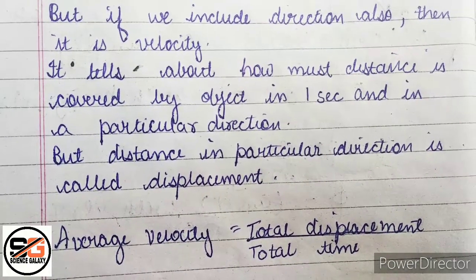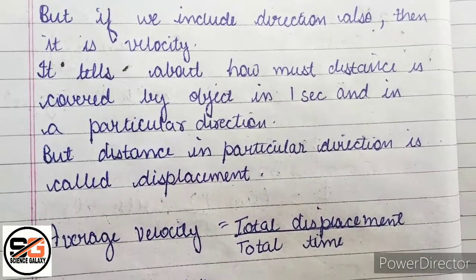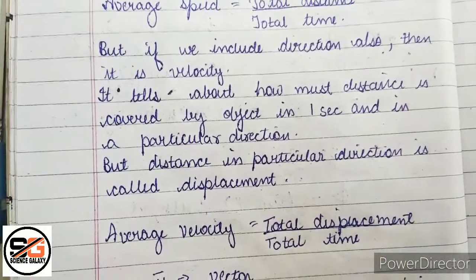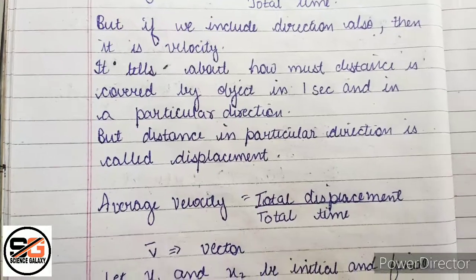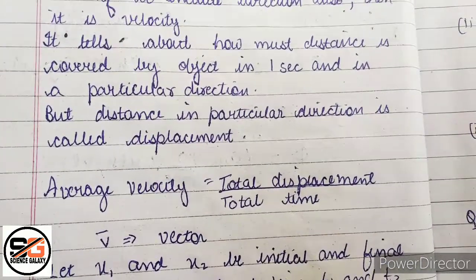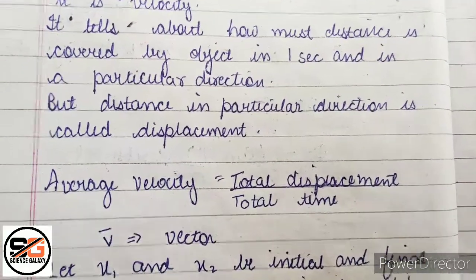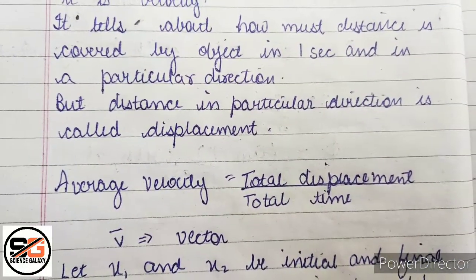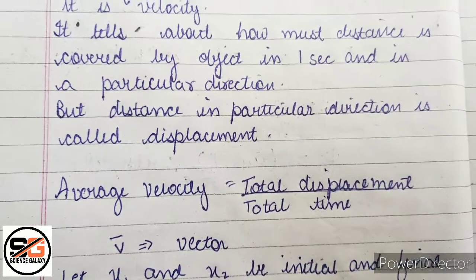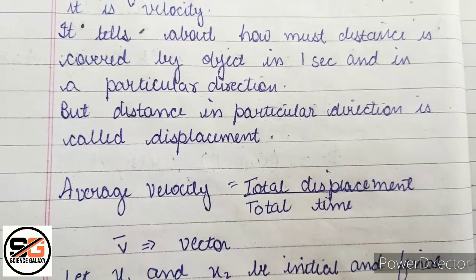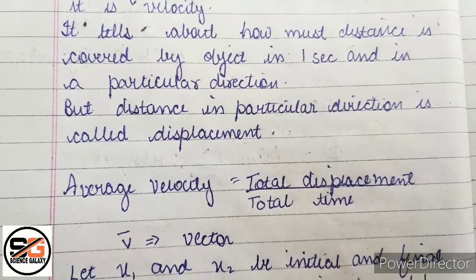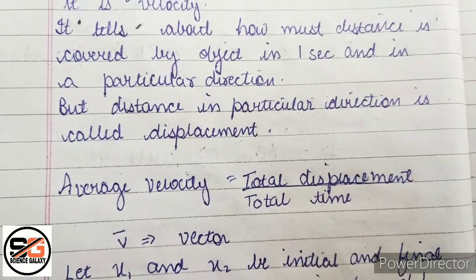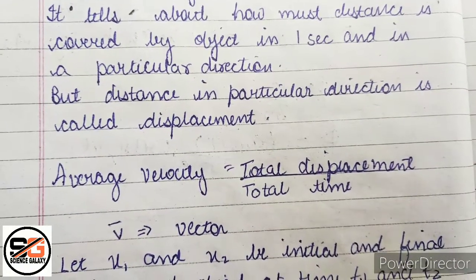It does not contain direction, but if I say my speed is 5 meter per second in the north direction, it gives us the velocity. Velocity is the distance covered by the object in 1 second in a particular direction. What is velocity? Velocity is speed with direction. That means distance covered by the object per second in a particular direction.